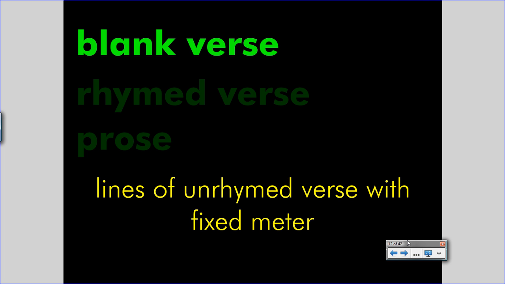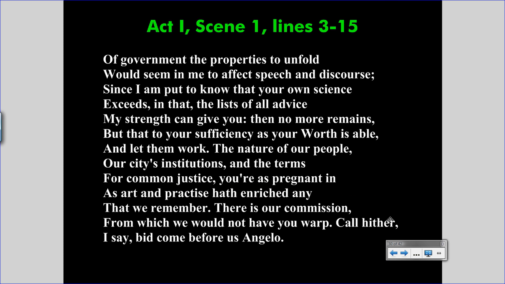Blank verse indicates lines of unrhymed verse with fixed meter. So the iambic pentameter lines, fixed meter, that means fairly regular, usually 10 syllables per line, occasionally a 9 or 11 syllable line with no rhyme. Such is the case with the lines in Measure for Measure in Act 1, Scene 1, lines 3 to 15.